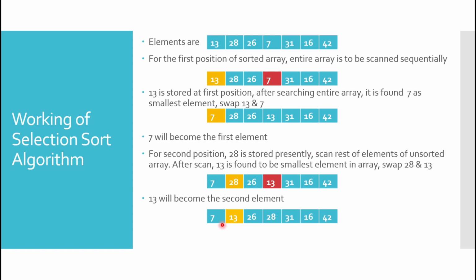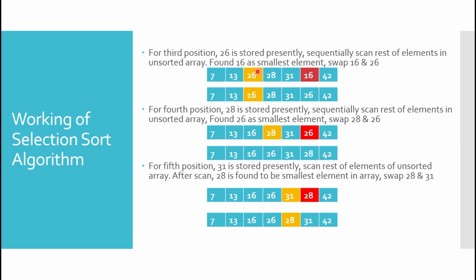So now if we take the third element, that is 26. Now I need to compare it with the other elements in the unsorted array, with 28, 31, 16 and 42. Again I found that 16 is the smaller number, so I'm going to swap both the numbers. Now my third element is 16, and then 28, 31, 26, 42.